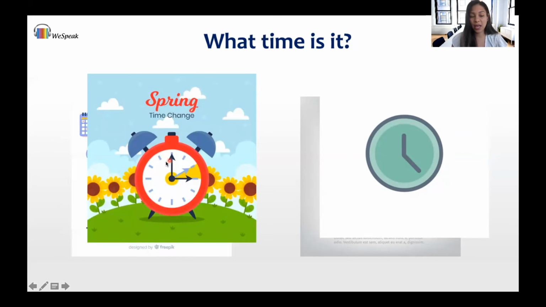And finally, what time is it? It's 3 o'clock. Remember that we say o'clock when we have no minutes. So look at the long needle here. It's on number 12, so no minutes. It's 3 o'clock.